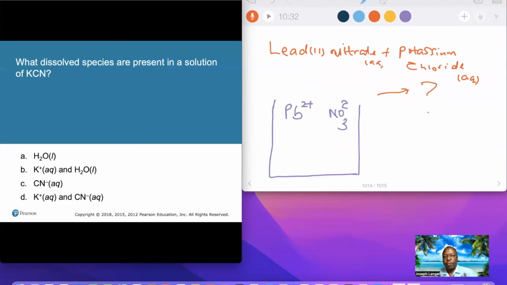Assume that you have the cations and anions in the reaction flask. Our second reagent will give us potassium and chloride ions. They will exchange the anions. Cations will exchange the anion. The charge here is negative 1. This will combine with this, and that will combine with that.